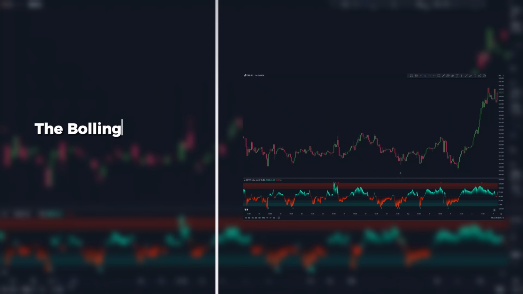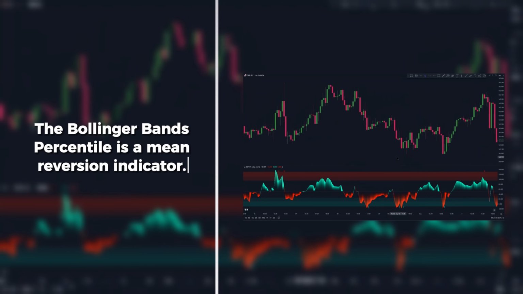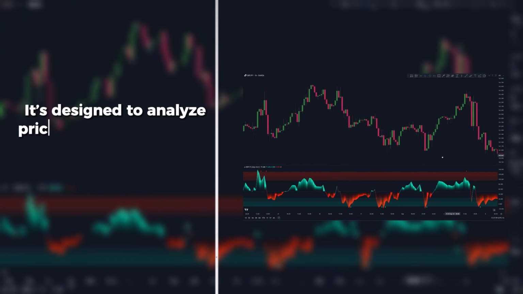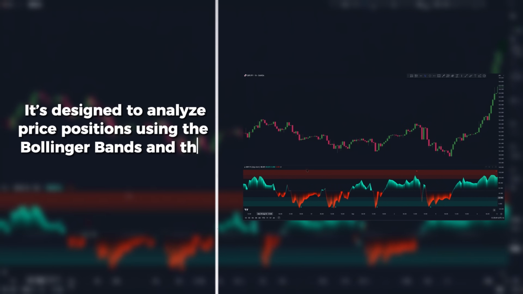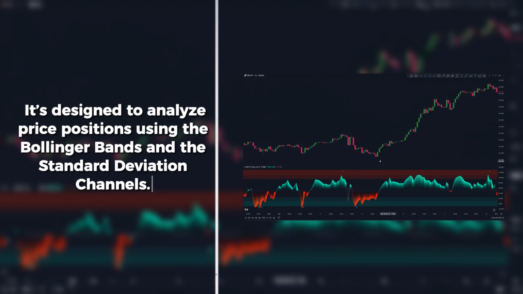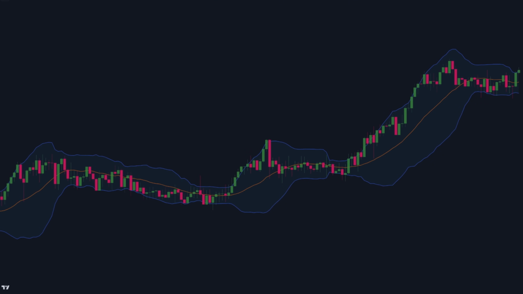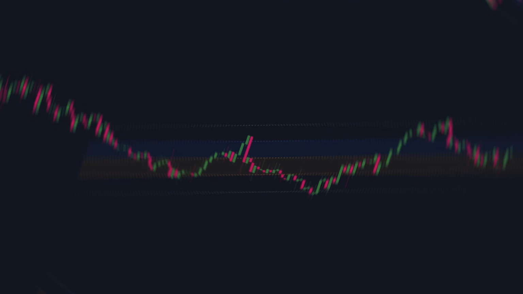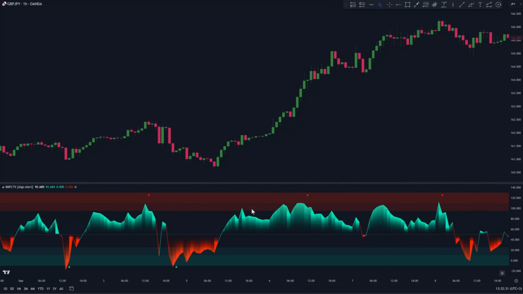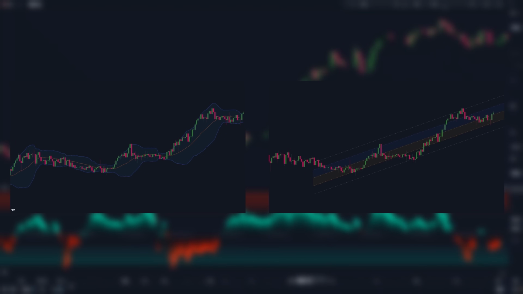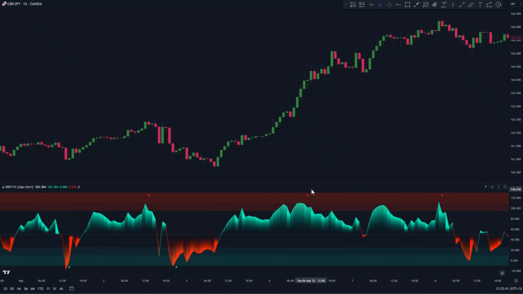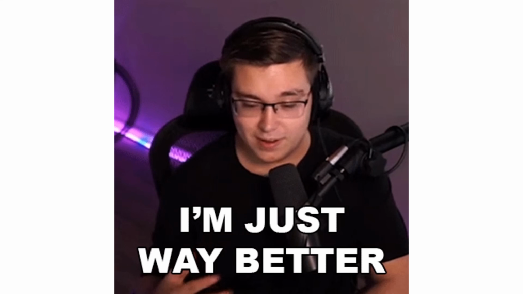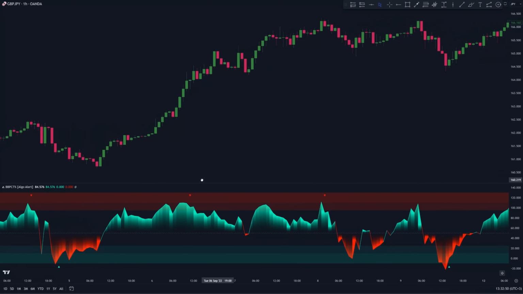The Bollinger Bands Percentile is a mean reversion indicator. It's designed to analyze price positions using the Bollinger Bands and the Standard Deviation Channels. This is the Bollinger Bands indicator, and this is the Standard Deviation Channels indicator. So basically, the Bollinger Bands Percentile works by combining these two indicators into a single indicator, making it way better than a standalone Bollinger Bands indicator.